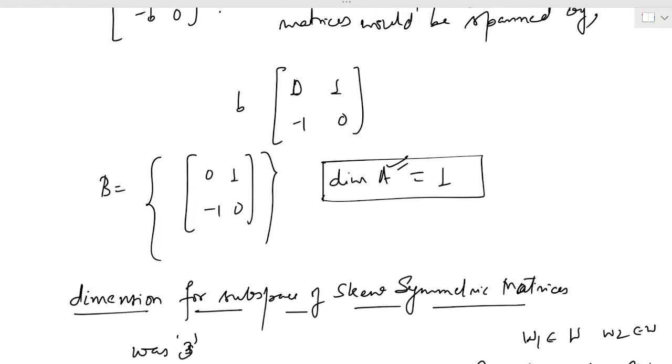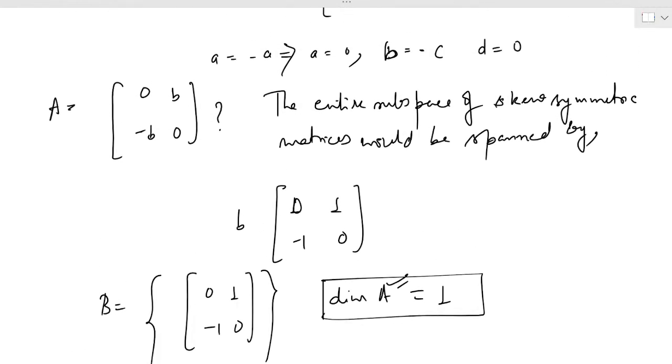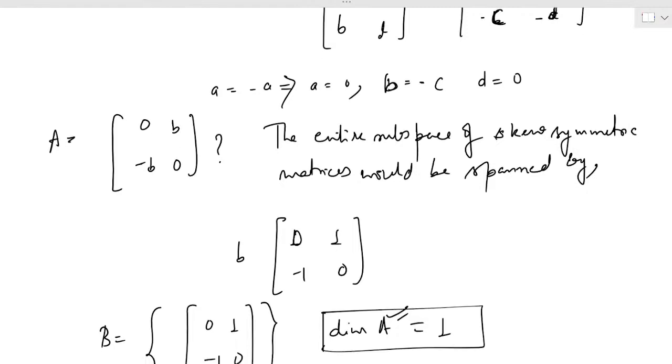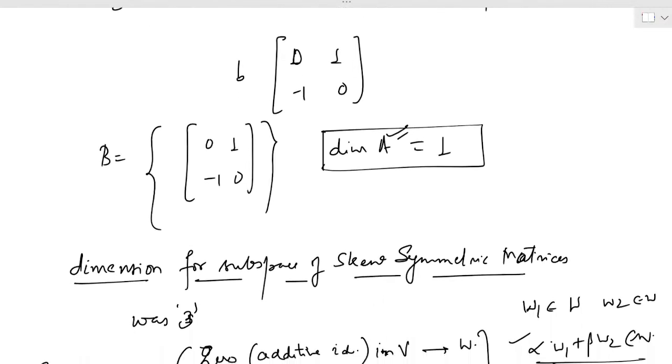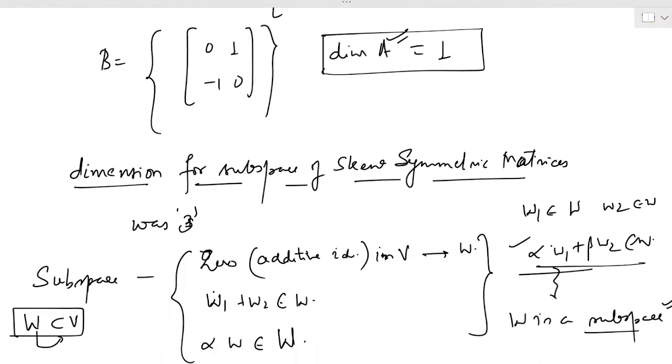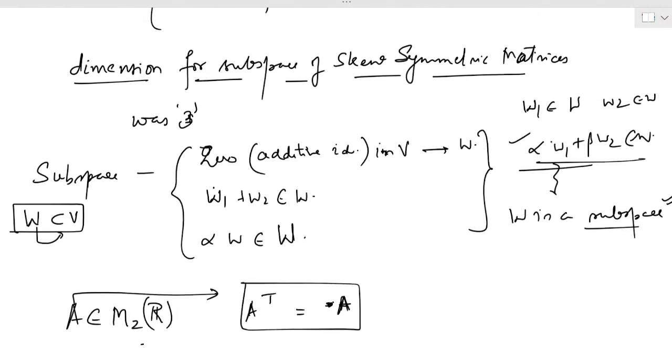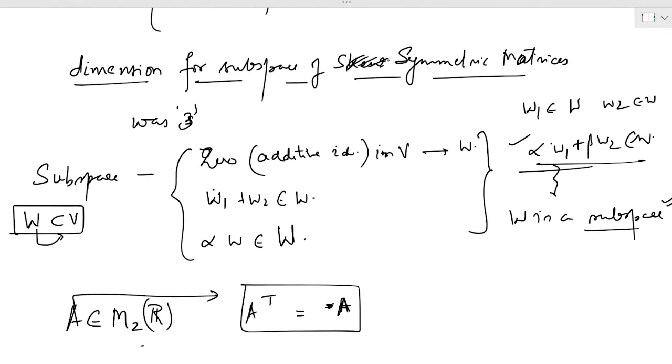Please do remember that for skew symmetric matrices, the entire subspace of 2 cross 2 matrices can be spanned using one single basis vector. So the dimension for the subspace of skew symmetric matrices is simply 1. What do you think the dimension for the subspace of symmetric matrices would be? It would be 3. So the dimension for the subspace of symmetric matrices would be 3, and for skew symmetric matrices the dimension is 1.